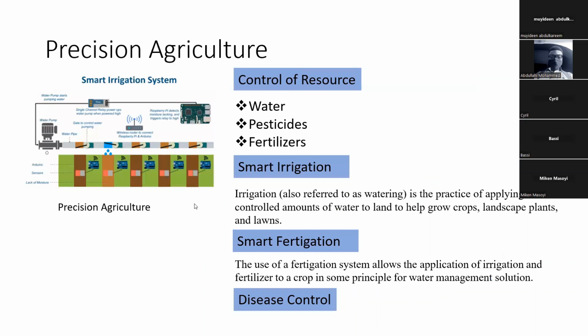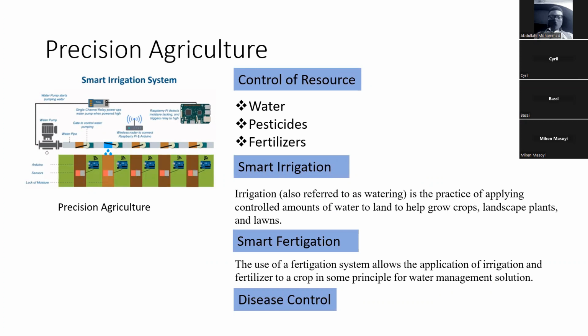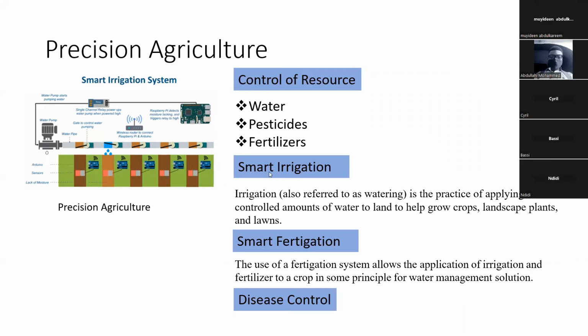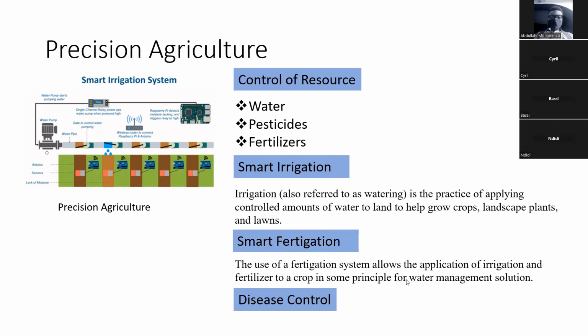Okay. The next thing is precision agriculture. So precision agriculture basically talks about management of your crop resources. So it could be water, it could be pesticides, it could be fertilizers. So when you are monitoring your water, you're talking about smart irrigation, the practice of applying controlled amounts of water to land to help grow crops, landscape plants, and lawns. Then fertigation is addition of maybe fertilizers to your watering system, so that you know the quantity of fertilizer that has been released to water your plants and crops.